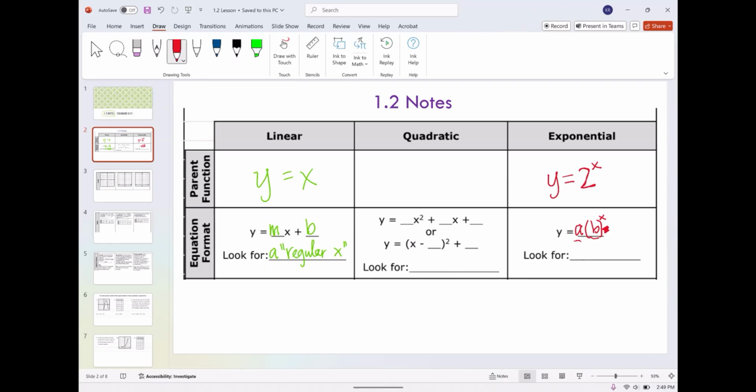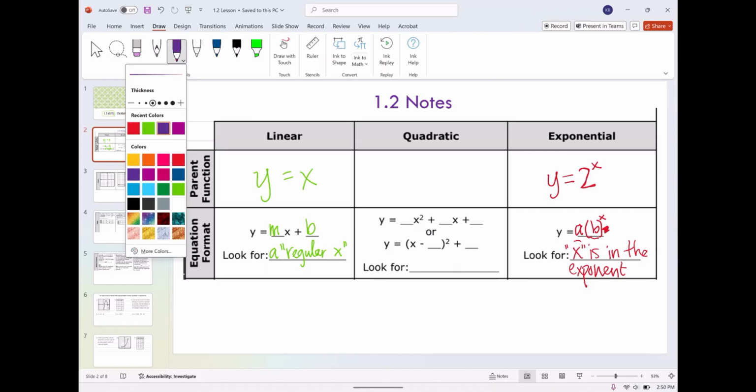And what we want to look for is x is in the exponent. So when we look at an equation, what makes it an exponential is the variable is in the exponent or in the power.